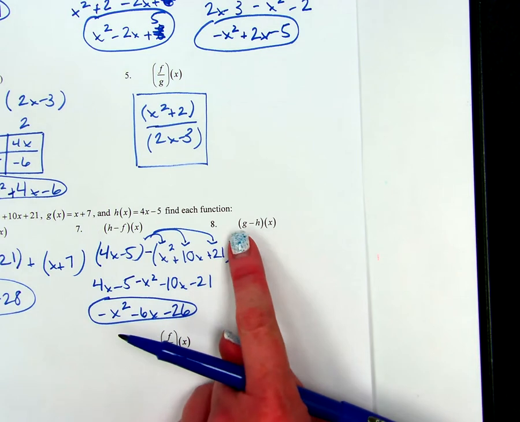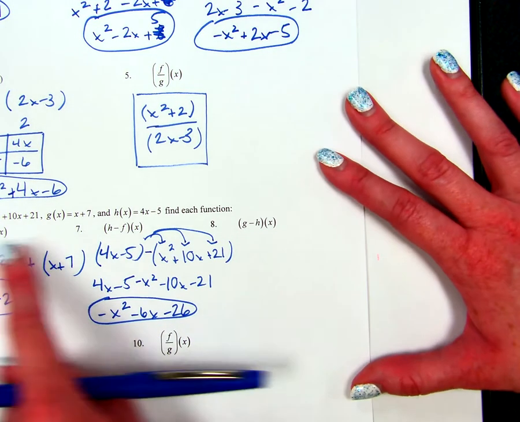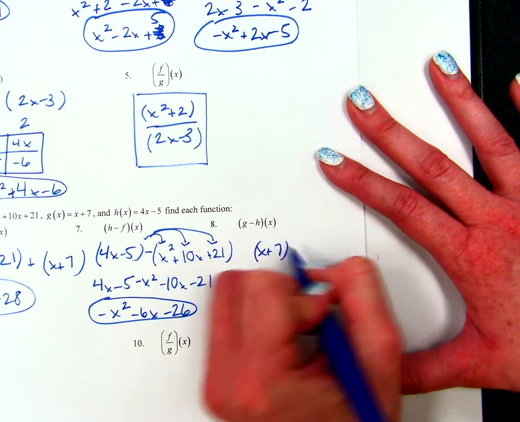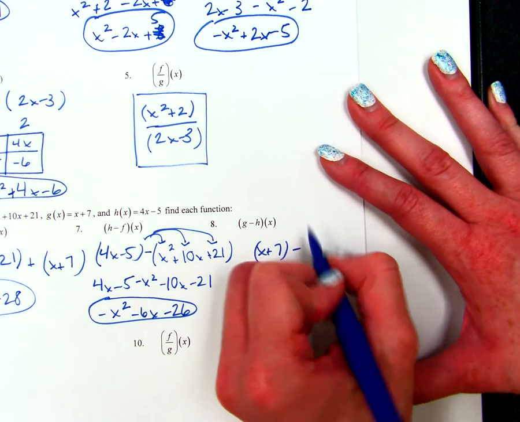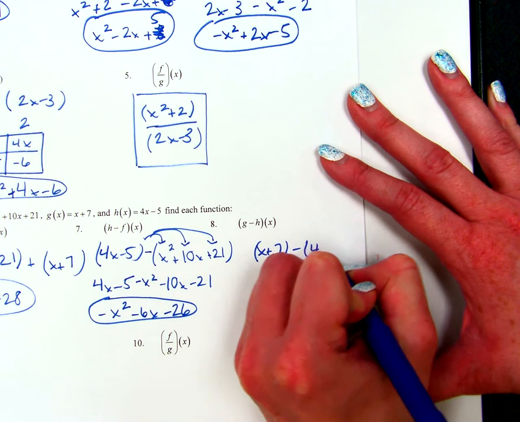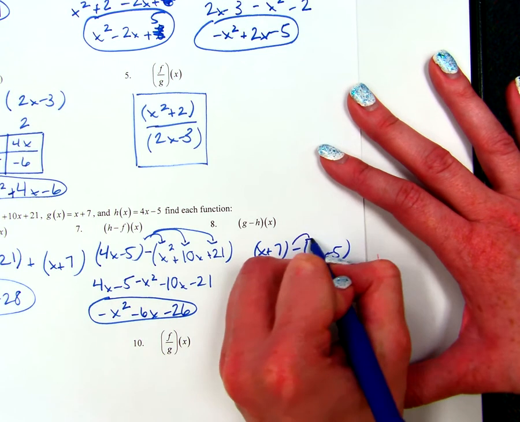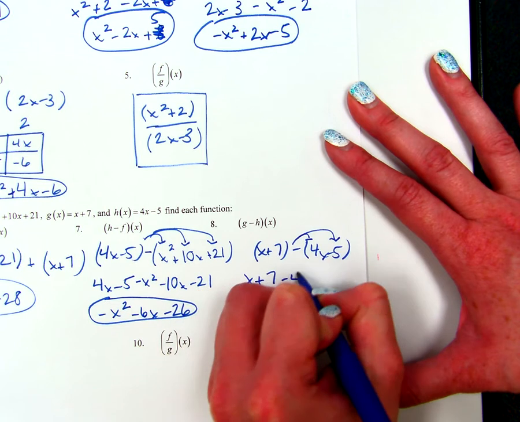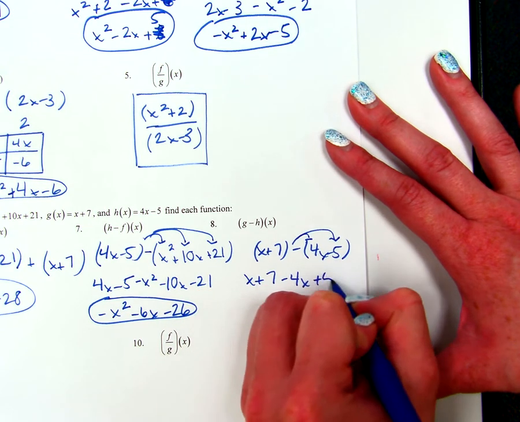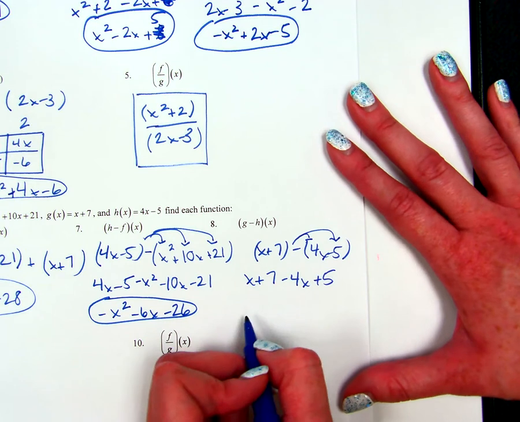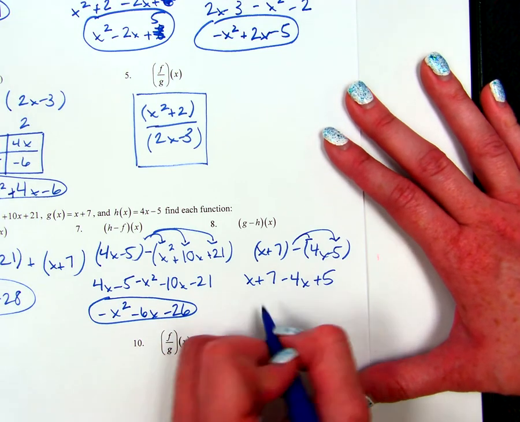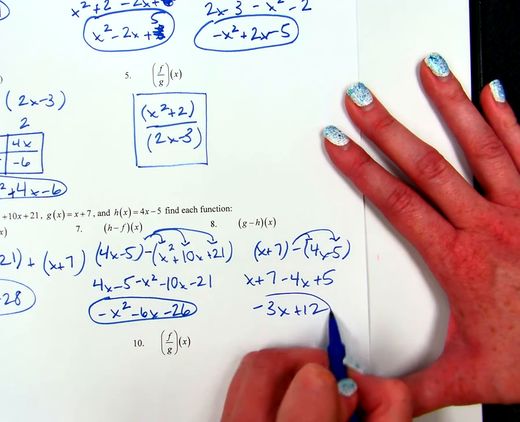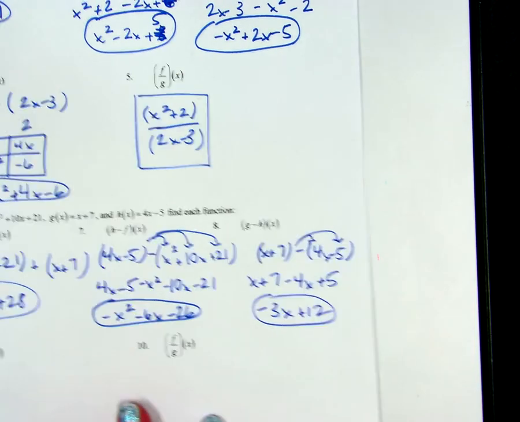8's the same thing, g minus h of x. So we'll start with g, which is x plus 7. And I'm going to subtract my h, which is 4x minus 5. So I'll distribute my negative here again. So I'll have x plus 7 minus 4x plus 5. And now I'm going to combine my like terms again. So I now have negative 3x plus 12. So all of those are the same.